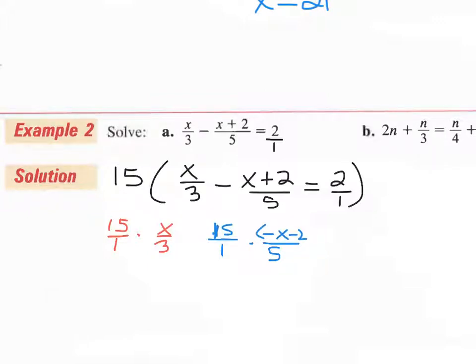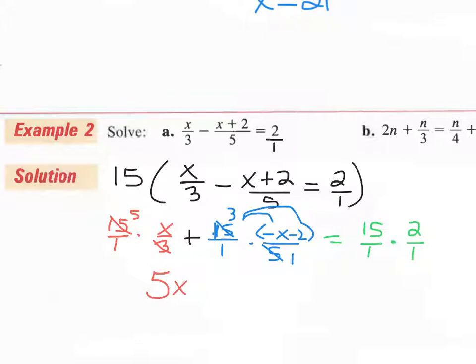Might make it a little easier and set it up as a keep flip change. And now this would be a plus sign if you distribute it. And then the last one would be 15 over 1 times 2 over 1. So now when I go to do the first one, simplify diagonally, this becomes 5x. Then the next one, I'm going to simplify diagonally first, 1, 3. But now I have to distribute the 3 to the negative x and to the negative 2. And then lastly, 15 times 2, and I get 30.